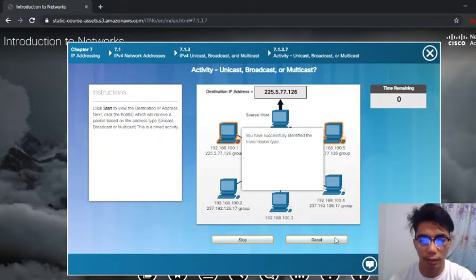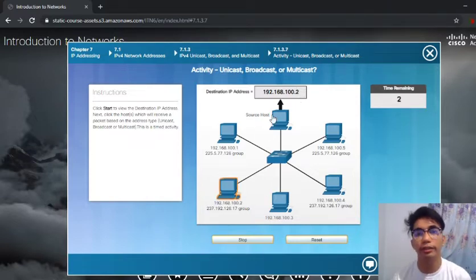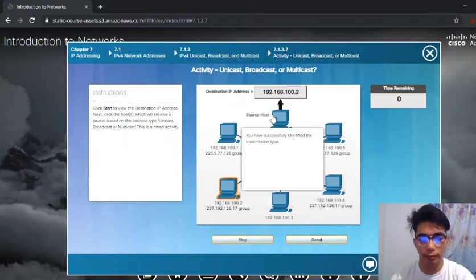Then let's try to reset, start. Then 192.168.2, so you can see that it is the only one with 0.2, so it's a unicast address. And that's all for this activity.